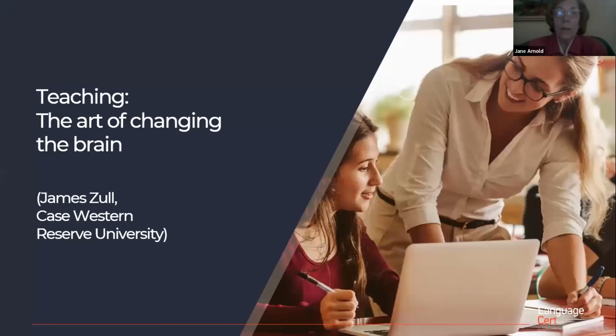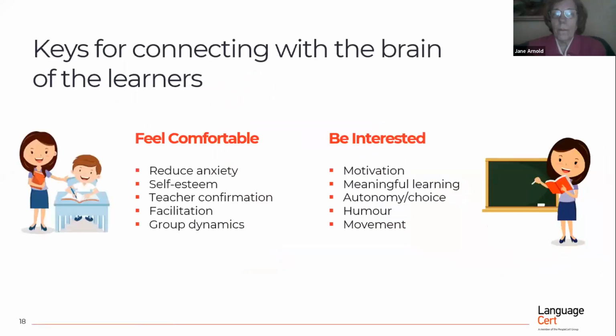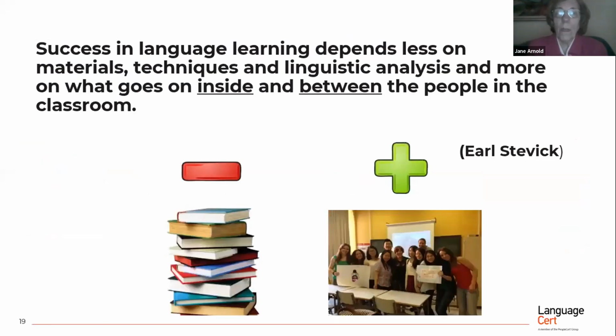Now, Dr. Zoll tells us teaching is the art of changing the brain. But to change our students' brains, first we have to connect with their brains. And some of the main keys for connecting with the brain of the learners are things that make the learner feel comfortable and be interested. And all of these things in each of these points have to do with affect in language learning.